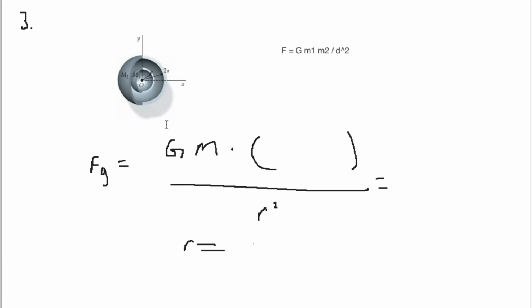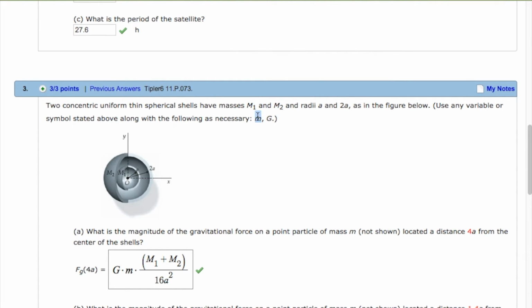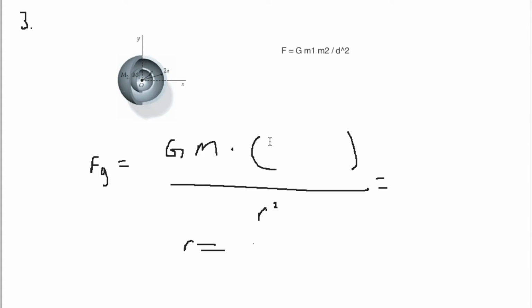First we know the formula: F of g equals G times m1 times m2 over distance squared. So m1 we know, because it gives us m1 right here. It says use this m. But what is this m2? What is affecting this m1, which is 4a away? Well, I said m1, I messed up, sorry. When I said m1, I meant this m out here. Let's call it mass mo, mass of the object.